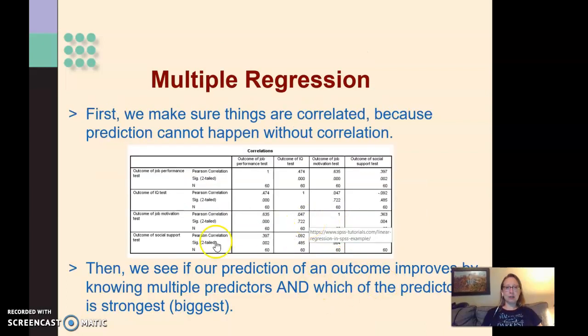If we did multiple regression, first it would look at the correlation or relationship between each of the pieces. So this is a correlation matrix that shows here's our job performance outcome, here's the other things we think might be related to it. It's first going to see if each piece is related, then it will put them into a bigger model and figure out what our best predictors are to get to that outcome.